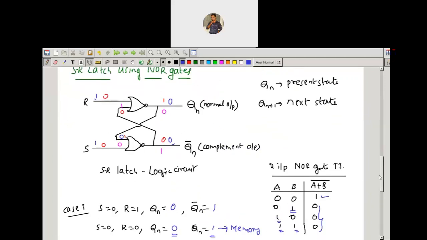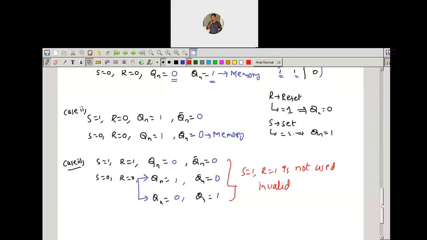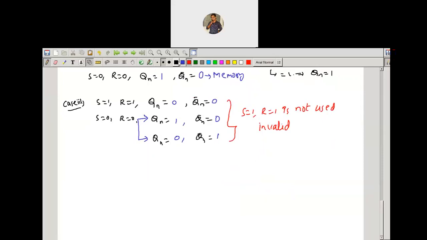Okay. So with these three drawbacks, we can say that the case S equal to 1 and R equal to 1 is not used. This case is not toggle. We'll talk about toggle in future. So S equals 1, R equals 1 is not used. That is, it is going to be an invalid case. Okay. So let me make it in a table. The total explanation.